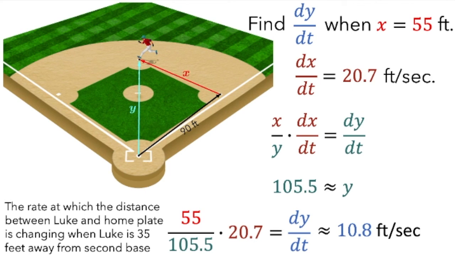So in this scenario, we used the Pythagorean theorem to model the situation, thought of x and y as functions of t, time, and then used the chain rule to relate the rates dx/dt and dy/dt to solve our problem.